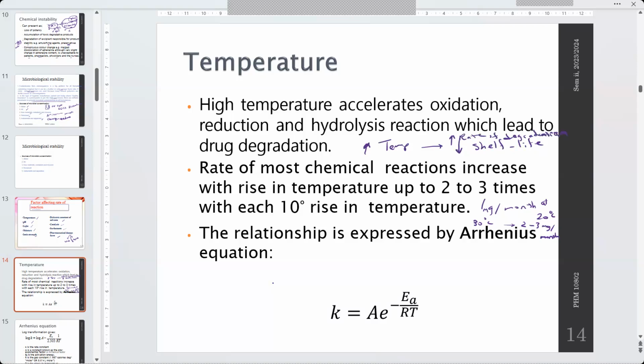Mathematically, we have the Arrhenius equation that expresses the relationship between the temperature and, do you remember this one, the reaction rate constant, right? The reaction rate constant. Usually, from last time, for example, you have a first order reaction. So you measure the drug, say concentration or amount, change with time.